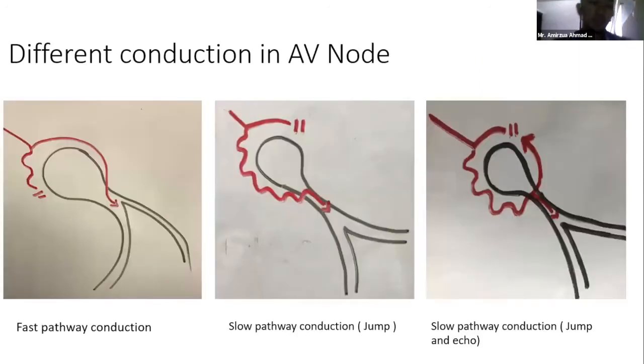Okay, here on the diagram and the picture, how to differentiate between normal conduction, slow pathway and fast pathway conduction. In the first diagram, this one is the slow pathway conduction, and this one is the fast pathway conduction. During normal sinus rhythm, the conduction from the SA node goes to the AV node, but it goes through the fast pathway towards the ventricle.